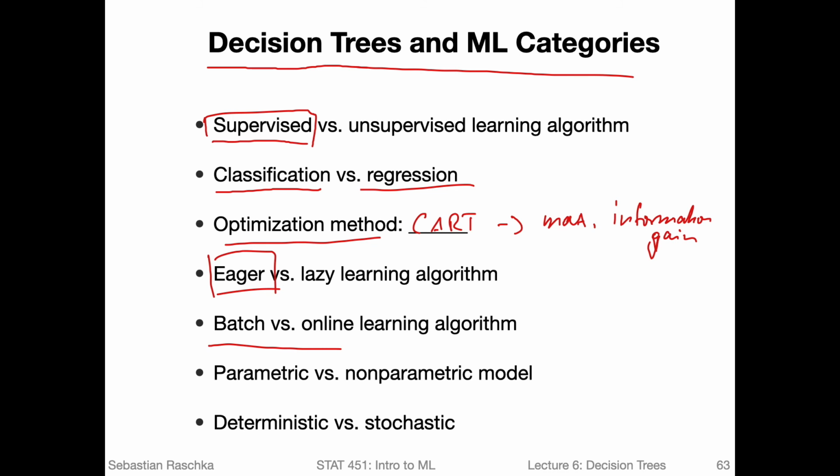However, for a decision tree, you cannot just simply add a new training example to the decision tree. You would have to retrain it because it can change the whole model, right? So for a decision tree, it's not that straightforward to update it. So in that case, it's a batch learning algorithm.